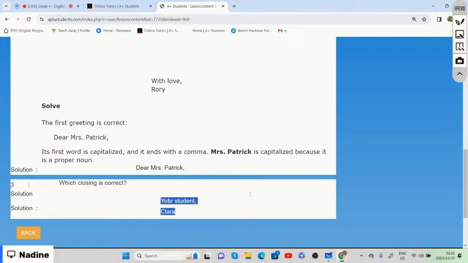So we're basically closing off our letter with "your student." And like I say, "your student" gives us an indication that this is a student at either university, college, or school, who is writing a letter to a teacher, guardian, or supervisor.